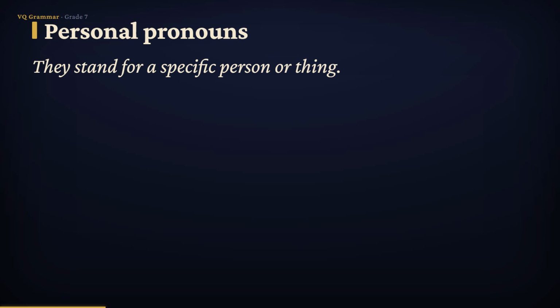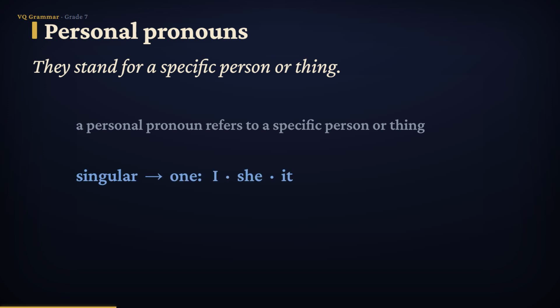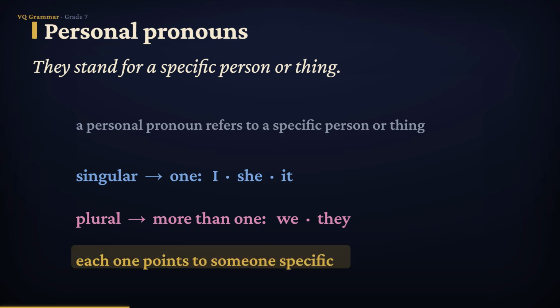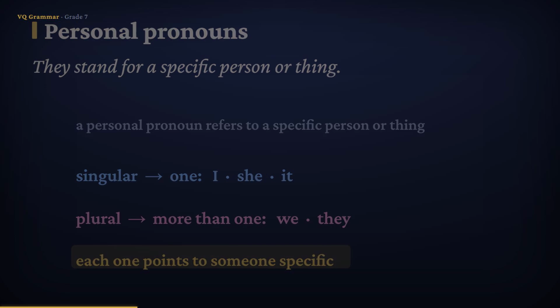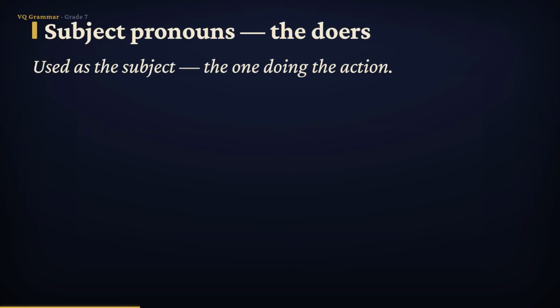The pronouns we'll focus on today are called personal pronouns. A personal pronoun refers to a specific person or thing. It can be singular, standing for just one, like I, she, or it, or it can be plural, standing for more than one, like we or they. Each personal pronoun points to someone or something particular, so both the speaker and the listener know exactly who or what we mean. Personal pronouns come in 2 forms, and the first is the subject pronoun.